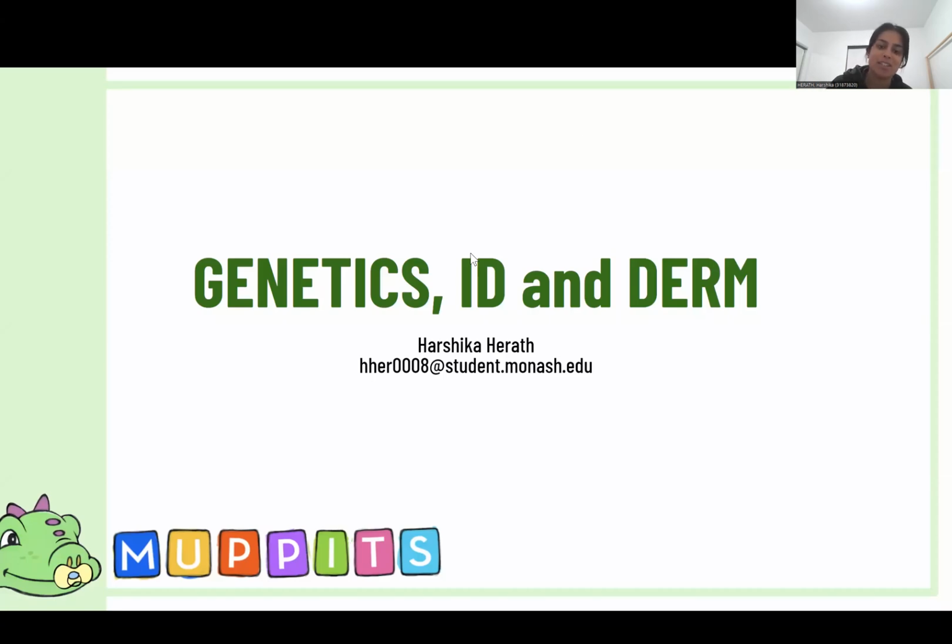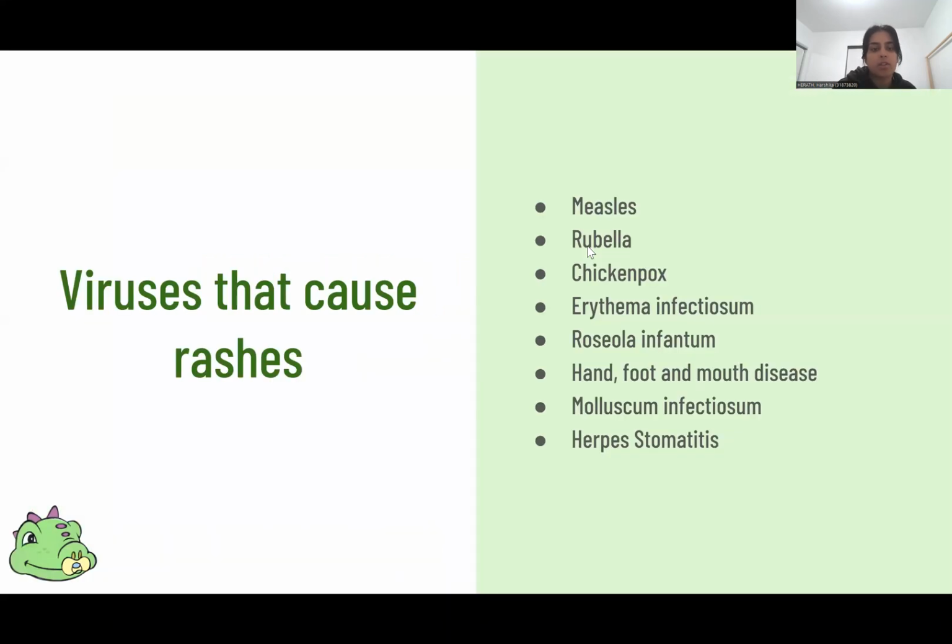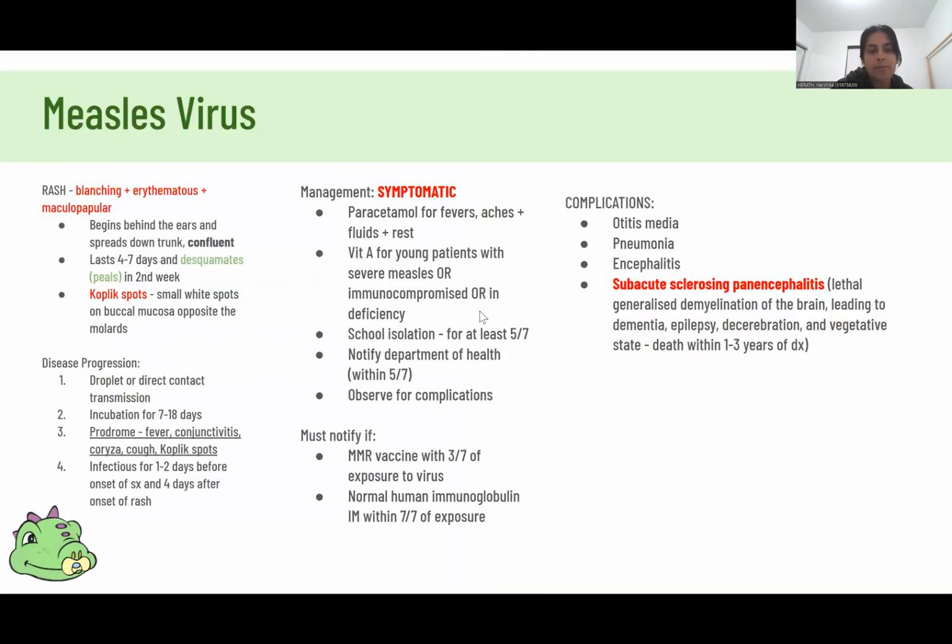I'm one of the final years on MUPPITS this year, and I will be delivering the revision lecture on genetics, infectious diseases, and dermatology. So I'll start off talking about infectious diseases and specifically viruses that are caused by rashes. And so these are the main ones that I'll be talking to you guys about.